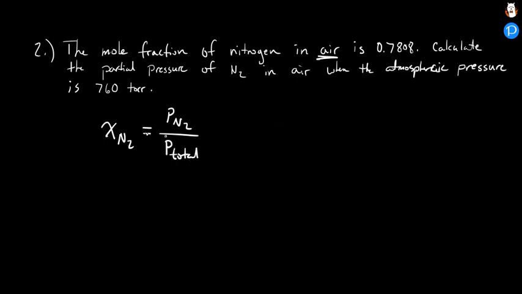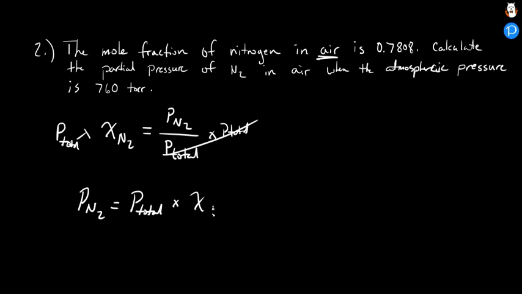We can rearrange this equation to solve for different parts, right? So if I wanted to solve for just the pressure of N2, all I have to do is multiply by the total pressure on this side and multiply by the total pressure over here. And so now I've solved for the pressure of N2, which is equal to the total pressure of the atmosphere times the mole fraction of N2. And I already know what the mole fraction is. They tell me what it is, 0.7808. And I know the total pressure, 760 torr.